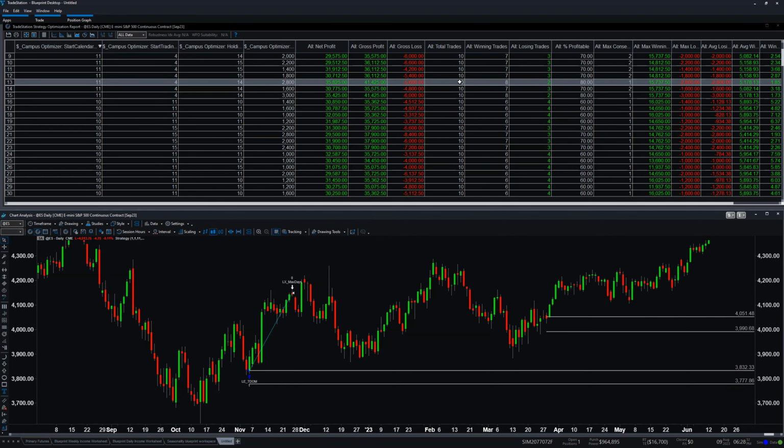And my result is, well, 8 out of 10 times it's profitable. I have 2 losers. My max winner is not a big outlier here. It's only 15,000. Then my average winning trade is 5,100. So it's a lot less than my average winning trade was before. So it's maybe not as good of a trade as we had before, but it's also a solid trade.